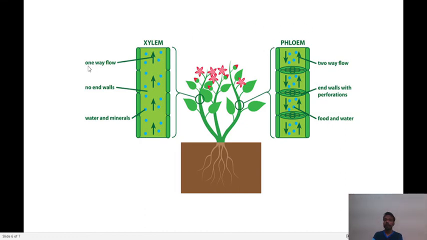In xylem, there is a one-way flow. In phloem, there is a two-way flow. Here there are no end walls. There are end walls with perforations because they have to transfer the food materials as well as water. And here, water and minerals are transferred. Here, food and water both are transferred.